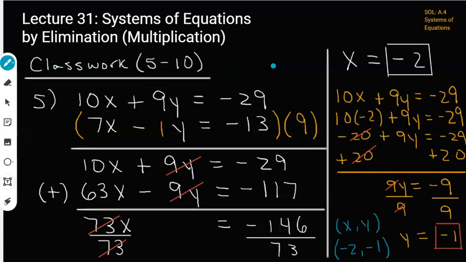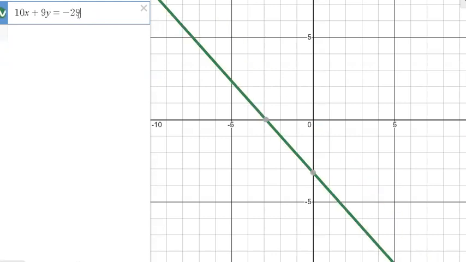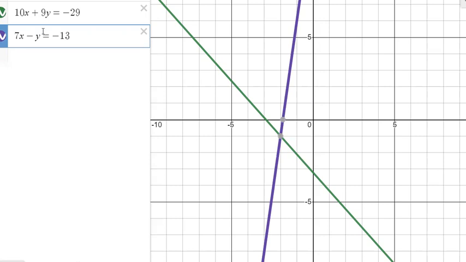So let me show you how to check your answer. And we're only going to do this once. I'm going to go to my graphing calculator, and I'm going to type in the top equation and the bottom equation. So the top one was 10x plus 9y equals negative 29. That's that green line that you see. Now the bottom equation was 7x minus y equals negative 13. That's the purple line that you see.